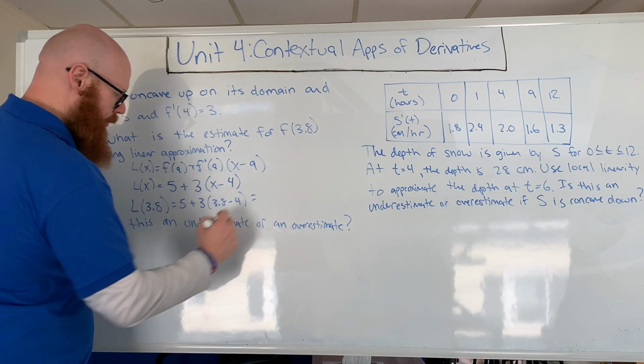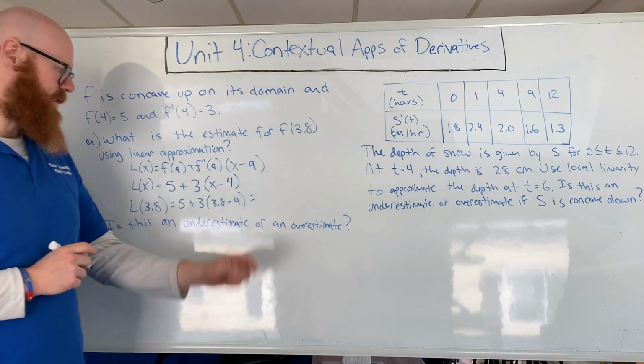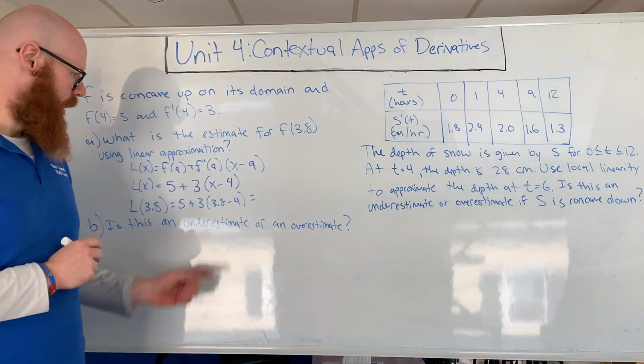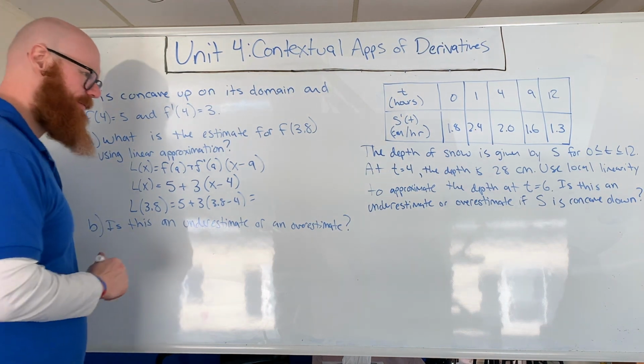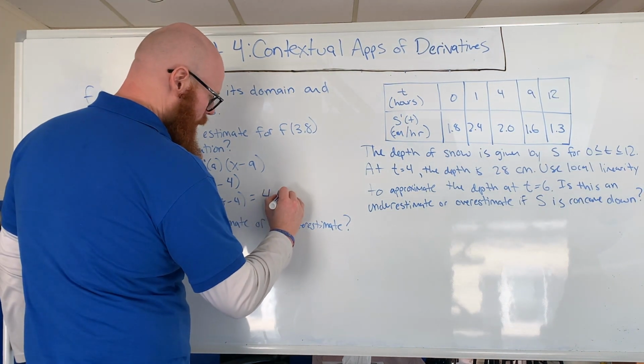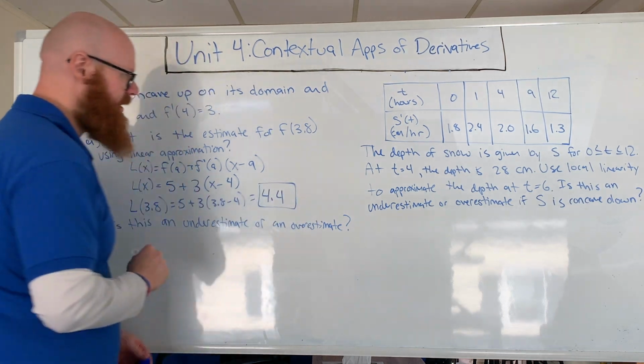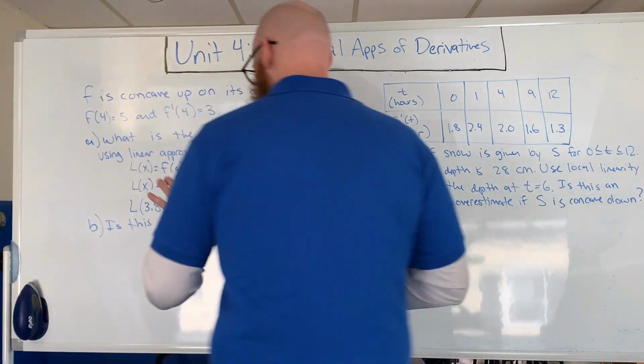Well, that's just simply 3.8 minus 4, which is negative 0.2. Negative 0.2 times 3 is negative 0.6. And if we add that to 5, we should get 4.4. So that is our estimate based off of this given information.